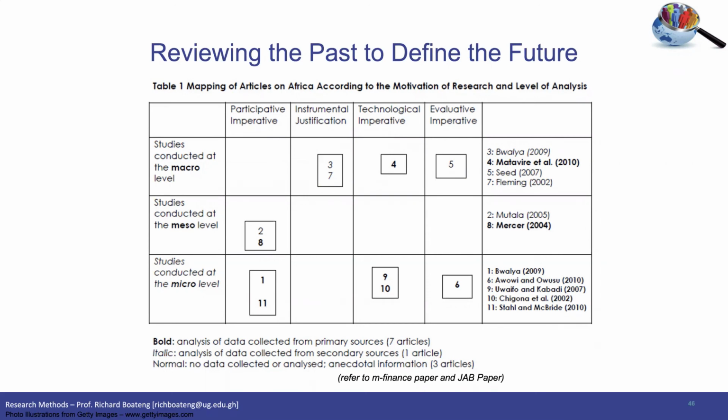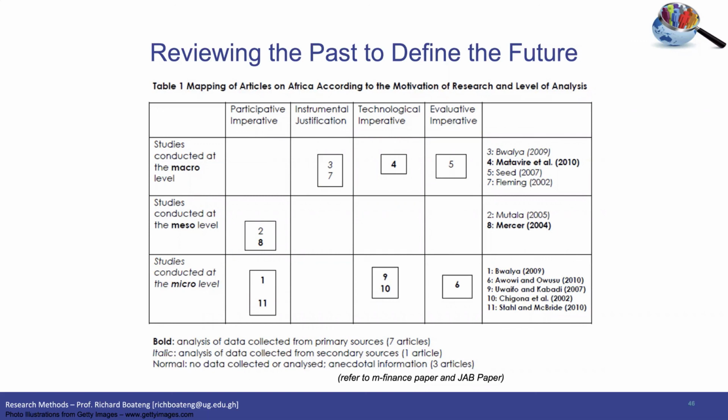So now I can see that most of the papers in Africa, and this is for e-government, are at the micro level, because 1, 2, 3, 4, 5. You can see that. And then look at the bold, which is for those which have primary sources, that's empirical papers. So all the papers at the micro level are empirical. But the papers at the meso level and the macro level are not empirical. They are just secondary data, or in fact, those which are not italicized are just normal data, no anecdotal information.